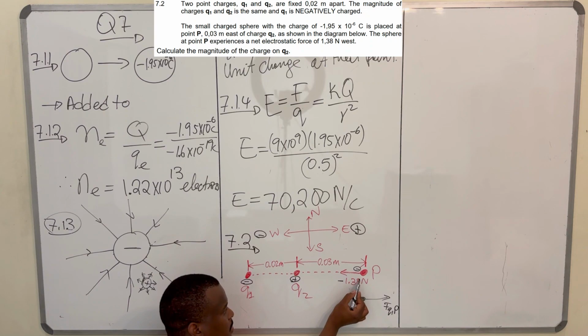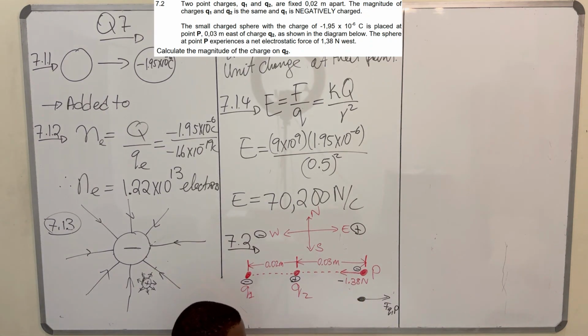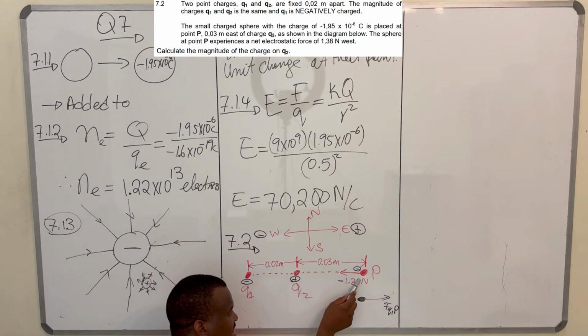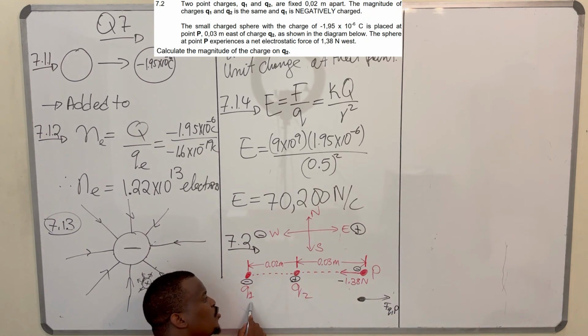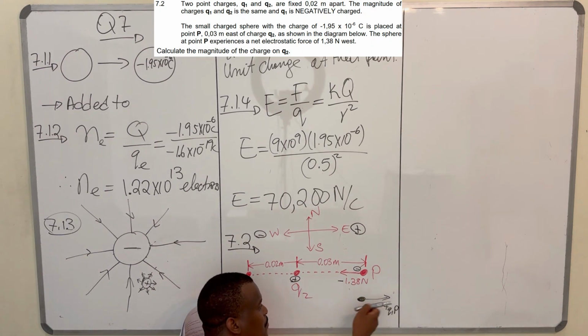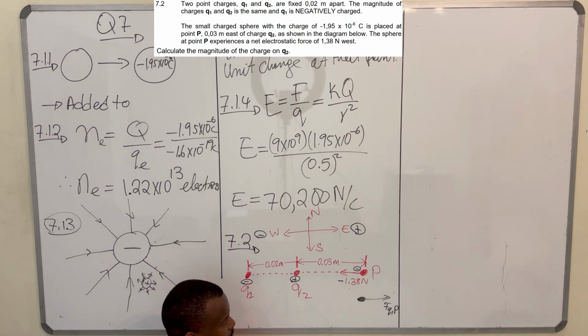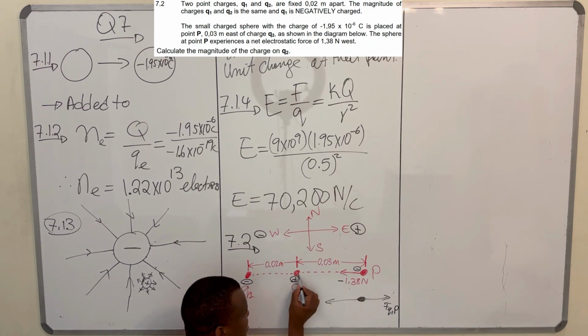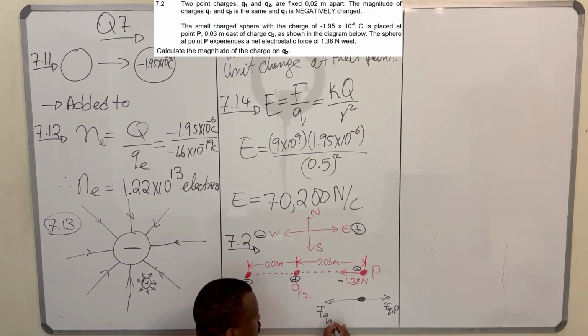It attracts P. Because we know that the net electrostatic force at P is westwards, which means between these two, one of them should be attracting P, so that it moves westwards. But we know for sure that it's not Q1, because Q1 is negatively charged, we're told, right? So as a result of Q1, P will experience a force that pushes it to that side, right? So I will say P now is feeling the force of attraction because of this one. So this is the force of Q2 on P.